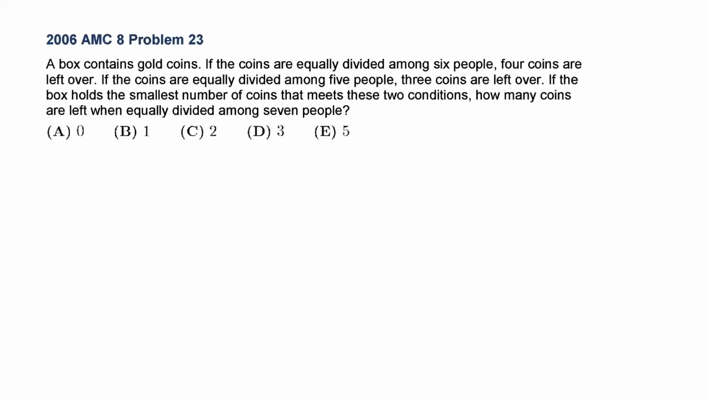A box contains gold coins. If the coins are equally divided among 6 people, 4 coins are left over. If the coins are equally divided among 5 people, 3 coins are left over. If the box holds the smallest number of coins that meets these 2 conditions, how many coins are left when equally divided among 7 people?